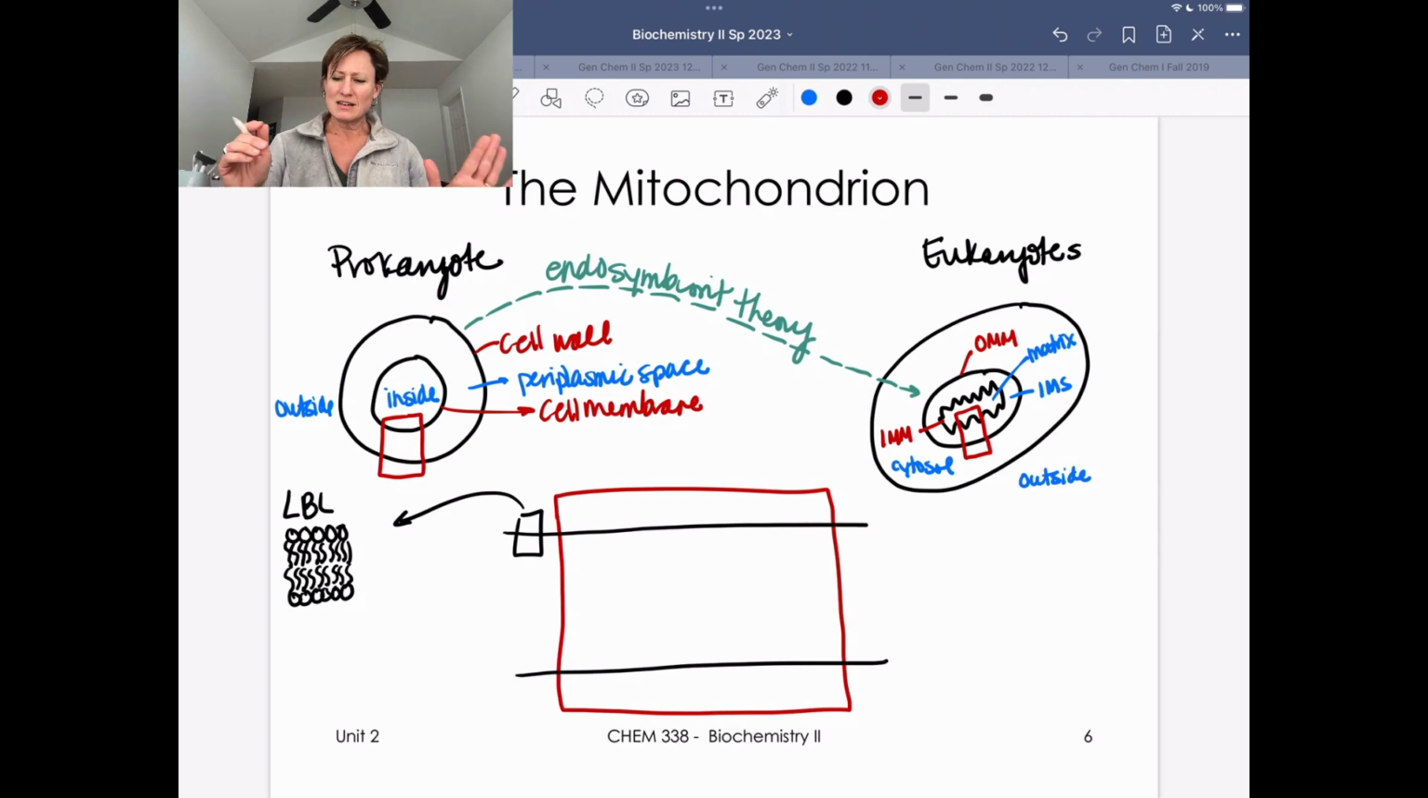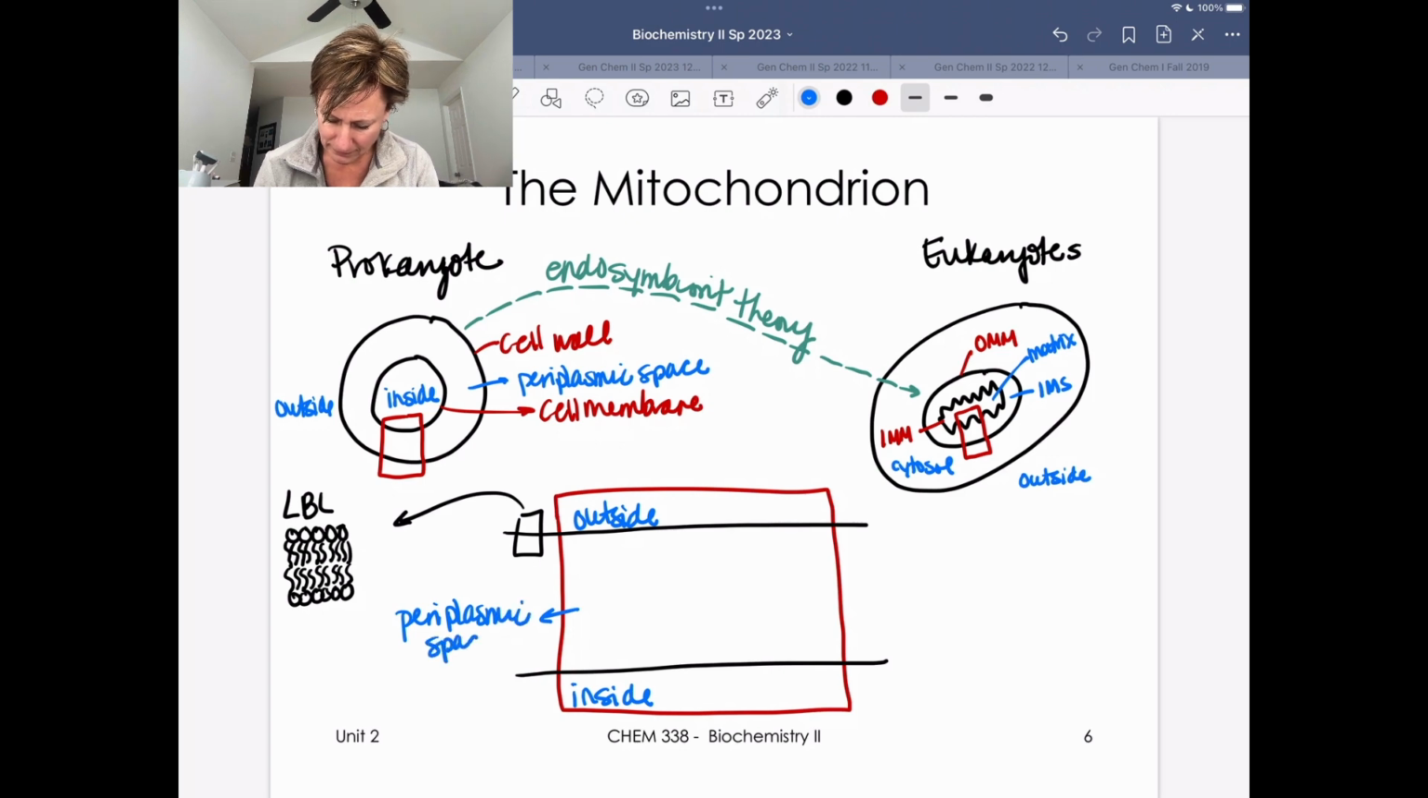So let's kind of contrast, and this allows us to make sure that we say this is to that. We sort of compare and contrast these. So let's start with our prokaryote sort of on the left side here. If we call this the inside of the prokaryotic cell, and this is the outside of the prokaryotic cell, this space in between is called the periplasmic space. And we can label these two lipid bilayers as the cell wall that's on the outside and then the cell membrane that's on the inside.